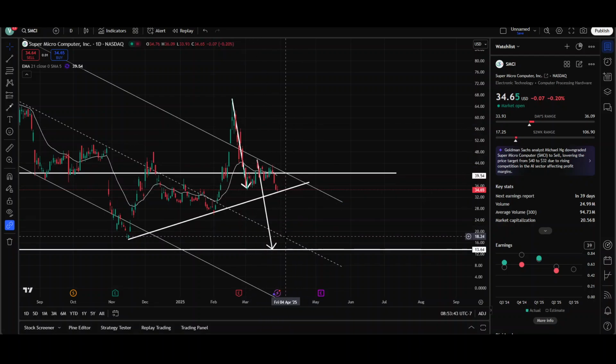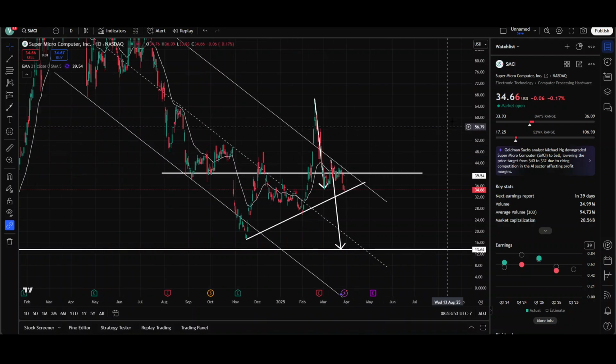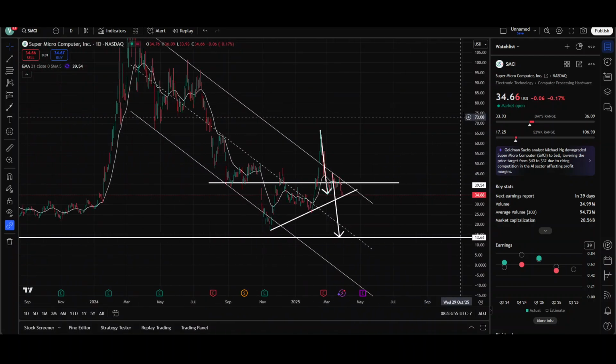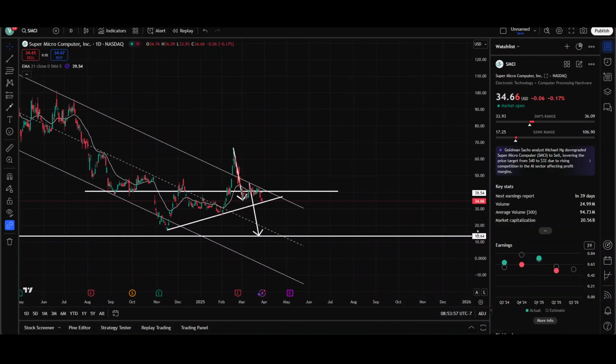So there's a measured move target currently in play lower. There's a downward channel that price is still within. There's a horizontal level, the $40, that price is below, and price is below the EMA as well. So overall, the technicals are pointing towards the downside. But again, the market is not 100%.